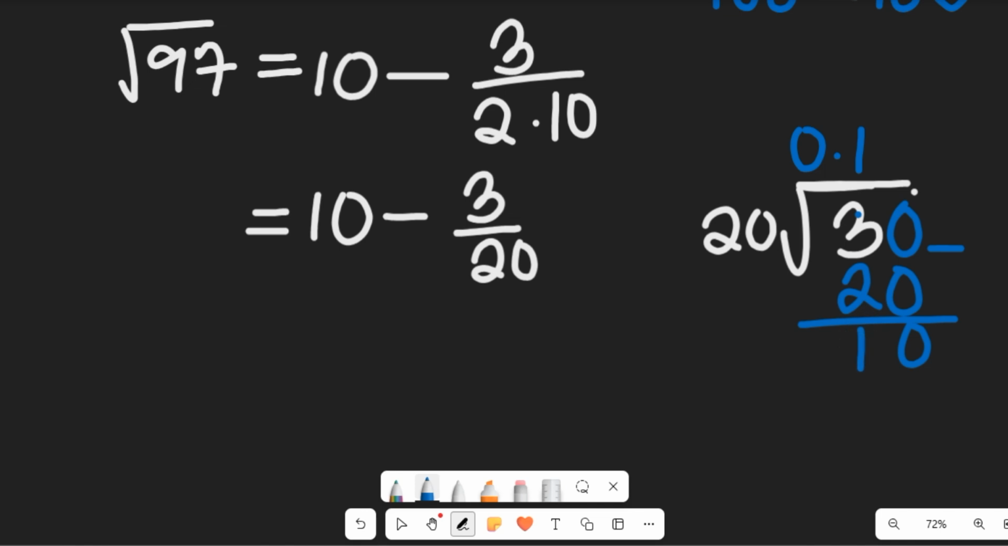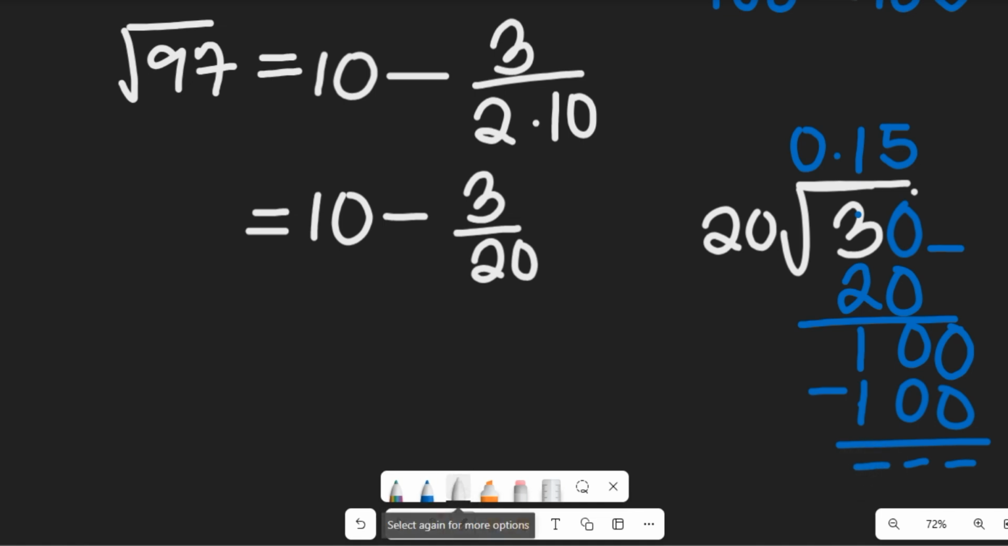10 divided by 20 no dey possible, so I go put 0, go make am 100. 100 divided by 20 na 5. 5 times 20 go give me 100. So as I get 100, I go minus am. 0 minus 0 go give me 0. 0 minus 0 go give me 0. 1 minus 1 go give me 1.